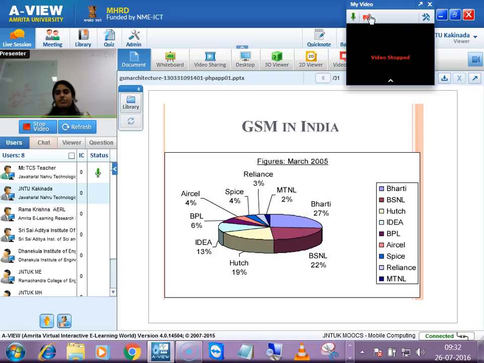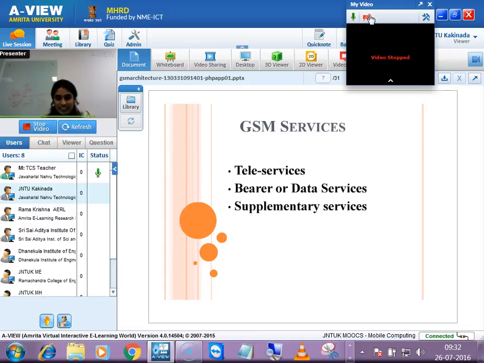Network operators, you're having network operators, right? Hutch, Idea, Airtel, Bharti. How many operators have bought the spectrum, how they allocated it, how many people are using, how much percentage is used by the operators for this GSM? You see, the highest is, I think, Bharti. I don't know if it is existing still now in India. I'm familiar with Idea, Hutch, Cellone, BSNL, MTNL. Okay, so these are some of the percentages and figures.